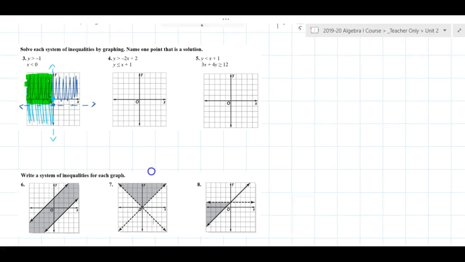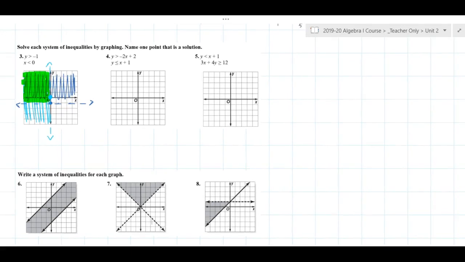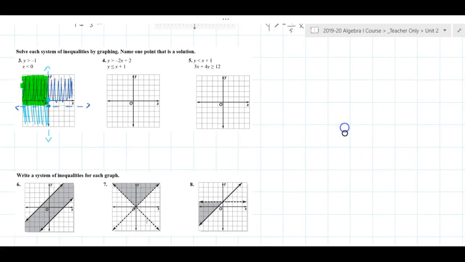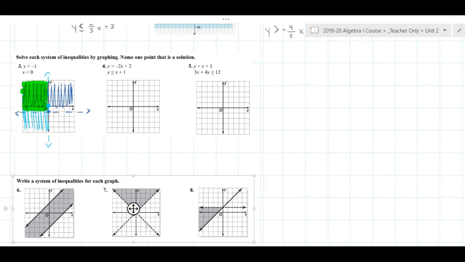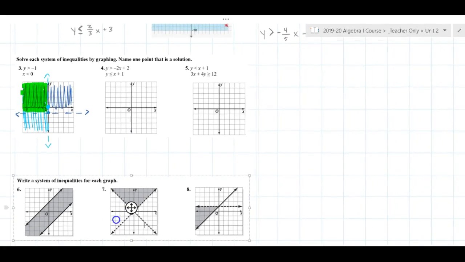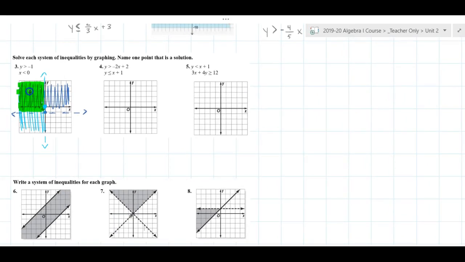I'm going to go left 3, up 3. 1, 2, 3. 1, 2, 3. Yep. Left 3, up 3 is a solution to the system of inequalities.